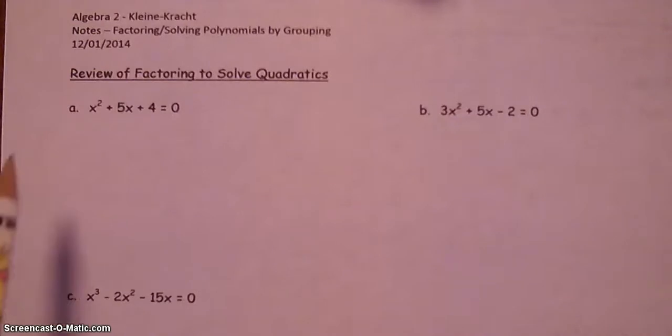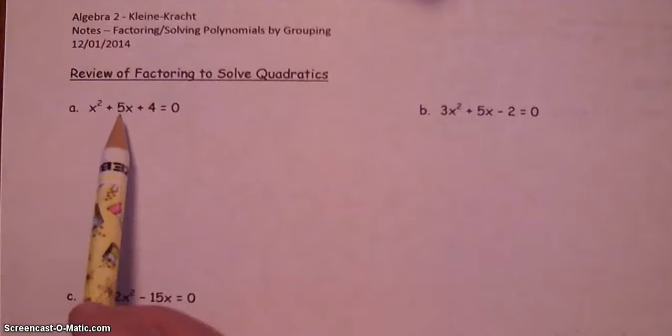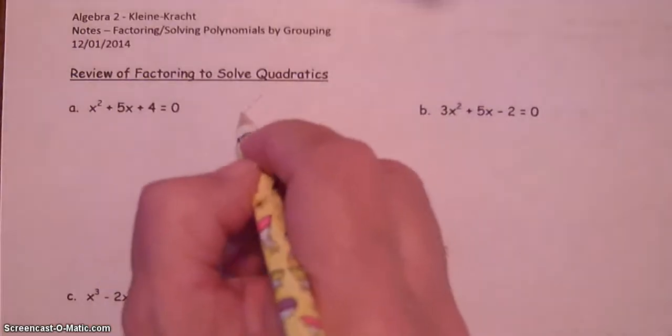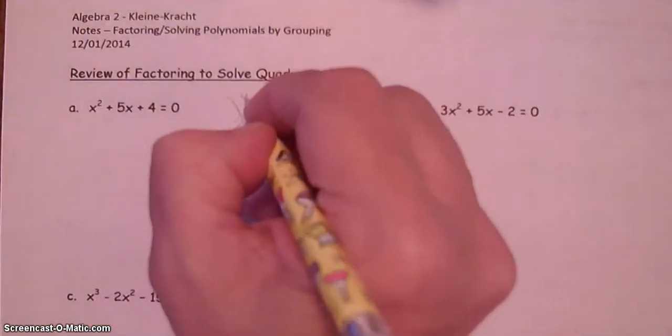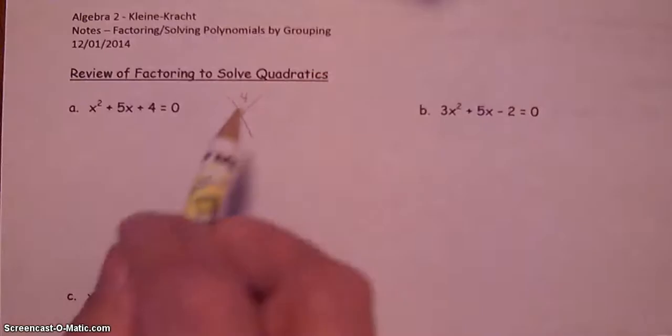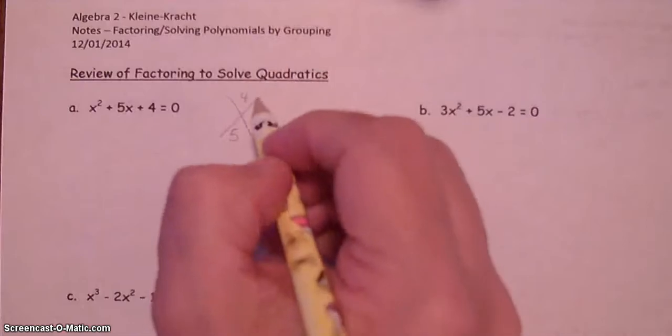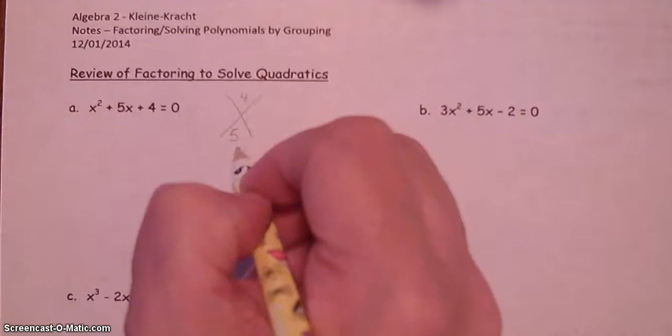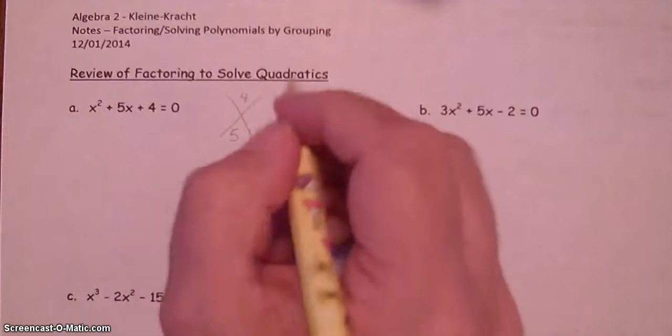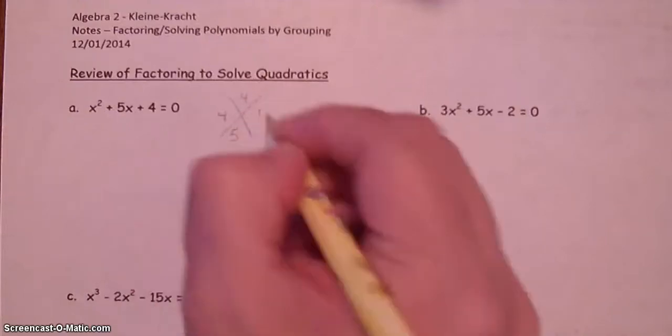So remember, when we had a quadratic equation and a was equal to 1, we would solve this using the little puzzle where we drew the x, we put our c value here and our b value here. And we want to look for factors of 4 that would multiply to give us 4 but add to be 5. So our factors of 4 are 1 and 4 and 2 and 2, and the only one that adds to give us 5 are 4 and 1.